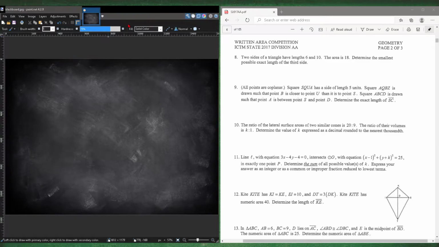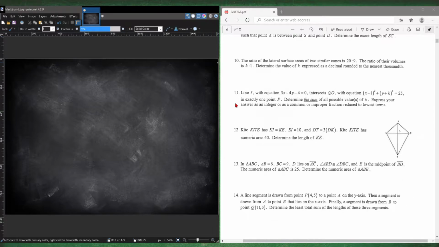Today I'll be covering the second part of the ICTM State 2017 Division AA Geometry, where I'll be answering questions 14 and 19. Okay, question 14. A line segment is drawn from point (4, 5) to point A on the y-axis, then the segment is drawn from A to B, which is on the x-axis, and then from B to (11, 3). Determine the total sum of the lengths of these three segments.